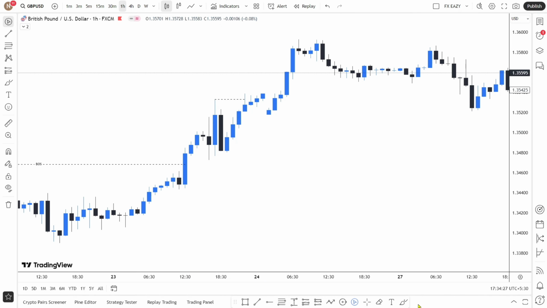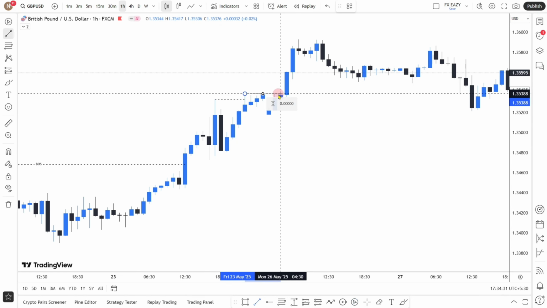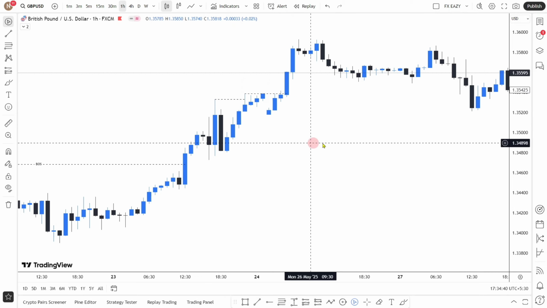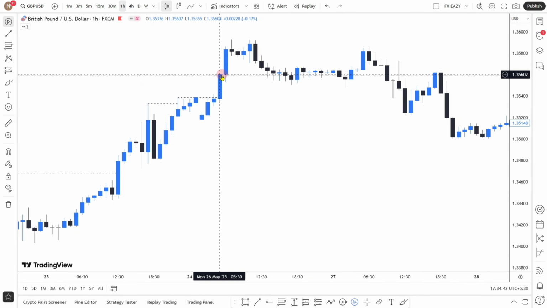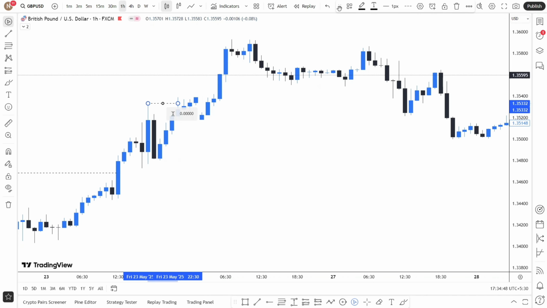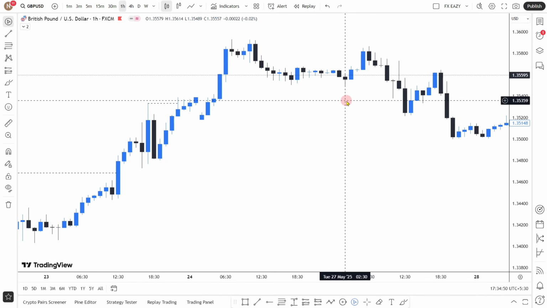When would our BOS be confirmed? When the market closes above this candle, the candle which swept. Till now at this level also the market didn't close, so at this level when the market closed, our BOS is confirmed. Our marking would be made only at this level, but our BOS is confirmed here. So this is our BOS.